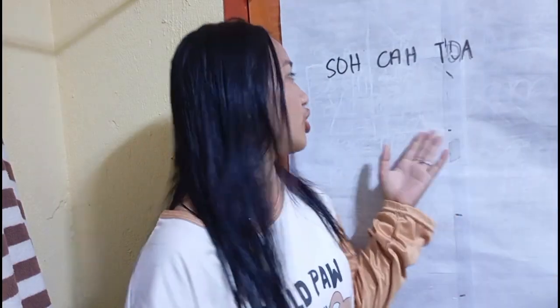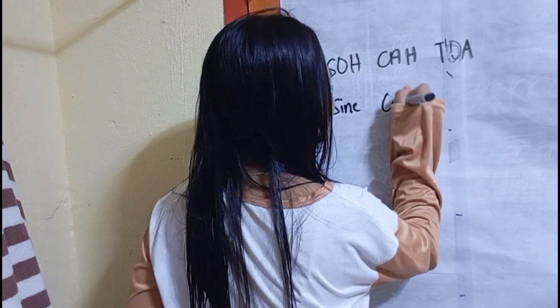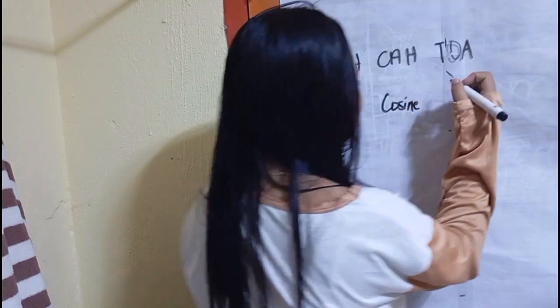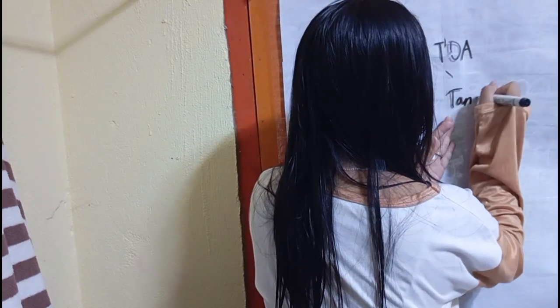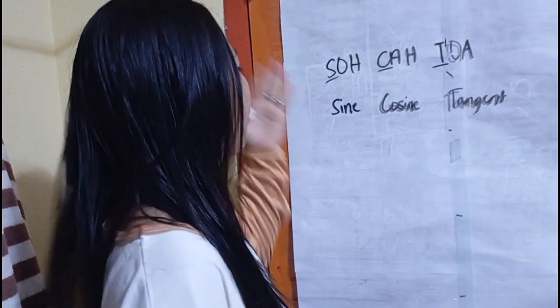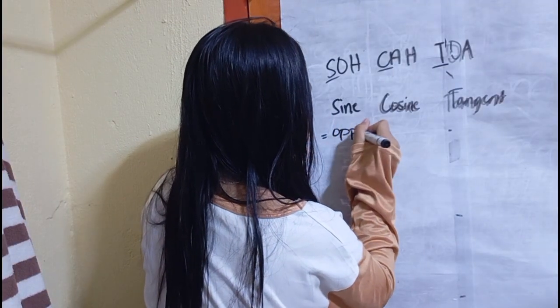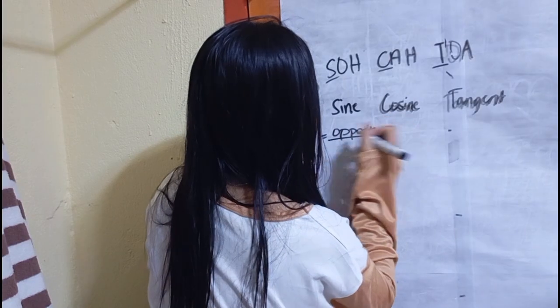And now, let's move on to TOA. TOA is a mnemonic device used in trigonometry to remember the definitions of the three basic trigonometric ratios, which are sine, cosine, and tangent. That one stands for sine is equal to opposite over hypotenuse.